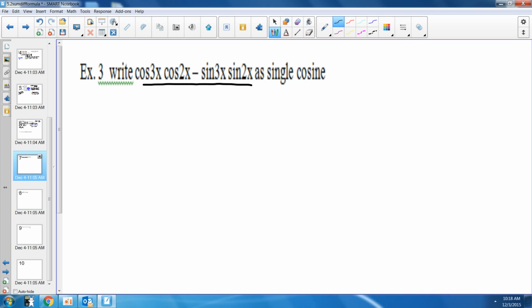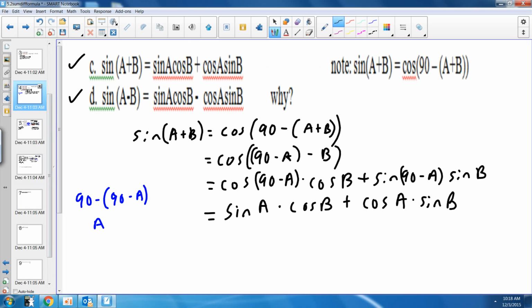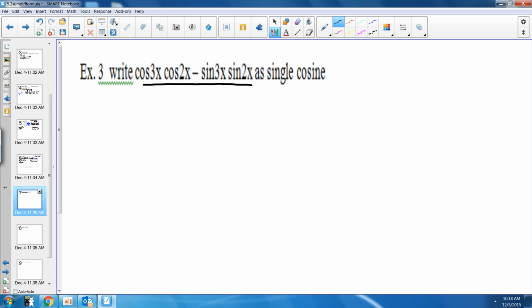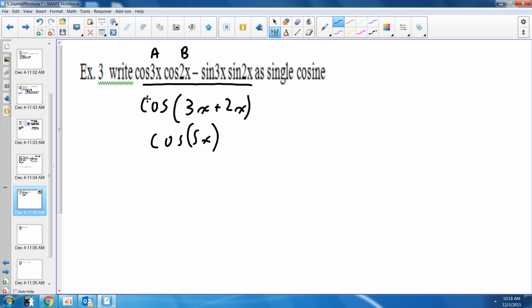So if I go back to my identities, you're going to see that it's going to be right here, where cosine A cosine B minus sine A sine B is cosine A plus B. Cosine A plus B, that's all I have to remember. My A is 3x, my B is 2x, so it's just going to be cosine A plus B, which means it's just cosine 5x and you're done. Those problems, again, look hard, they're easy. They don't take much time at all.